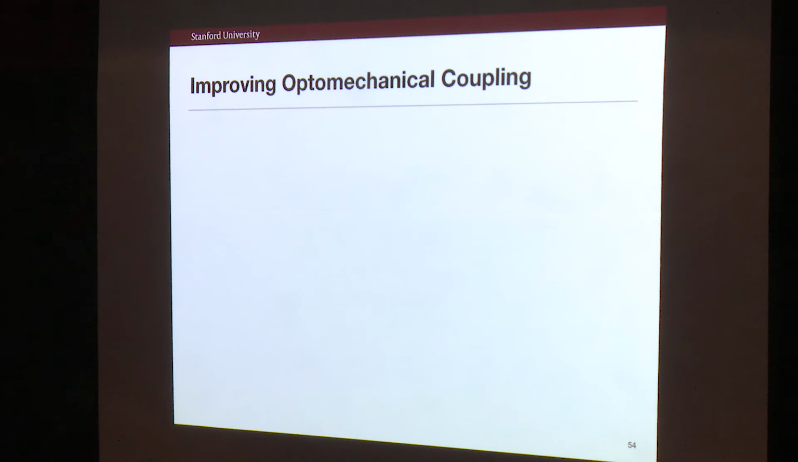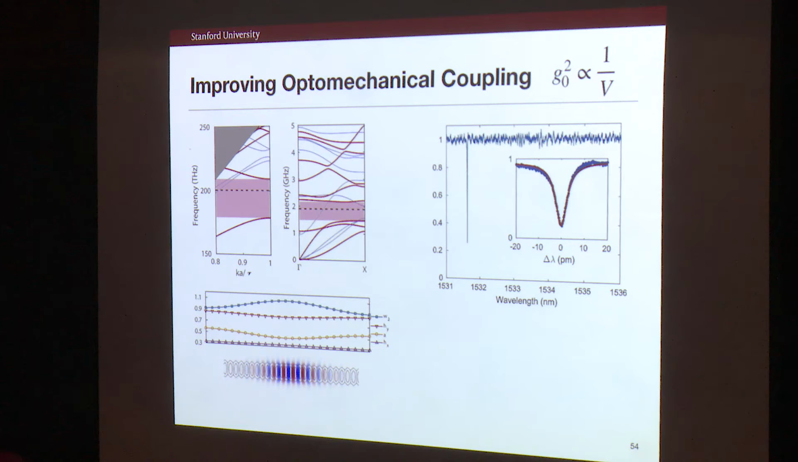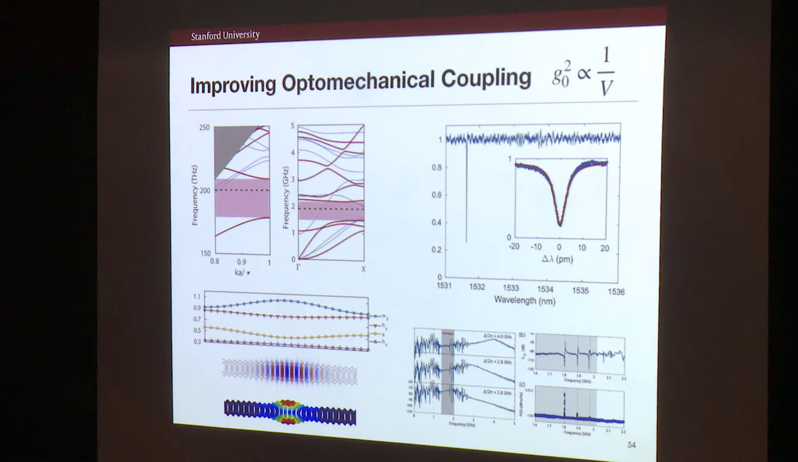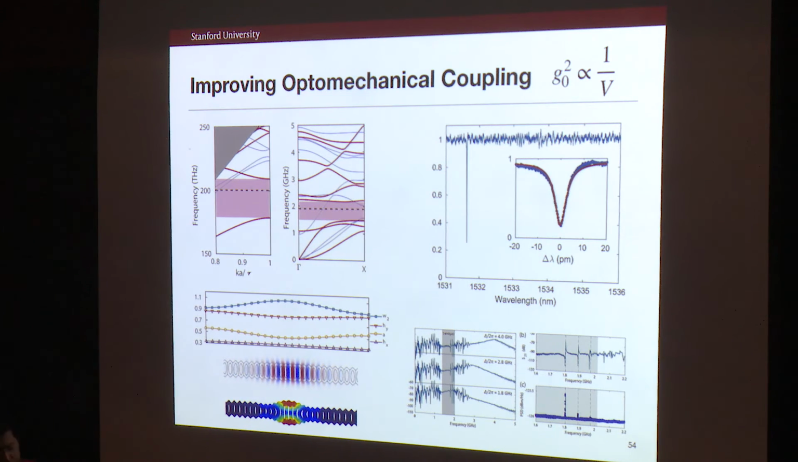The important thing is you really want to improve this G naught. You want to improve this optomechanical coupling. This G naught squared scales as 1 over V. So the idea is you localize your mechanics and your optics into a small mode volume to maximize this. And we've been able to make these photonic crystals on lithium niobate, where we get high Q and G naughts on the order of about 100 kilohertz. Okay, so at least the G naught problem is solved. The G naught is now improved.